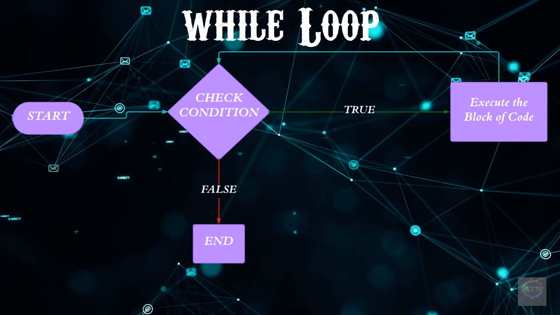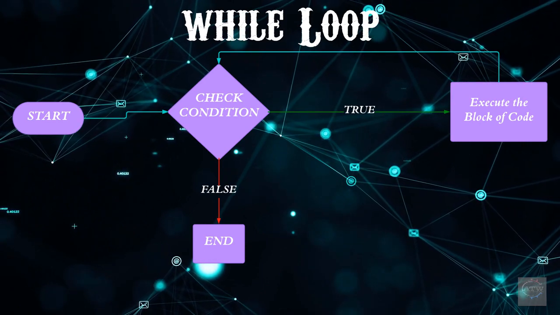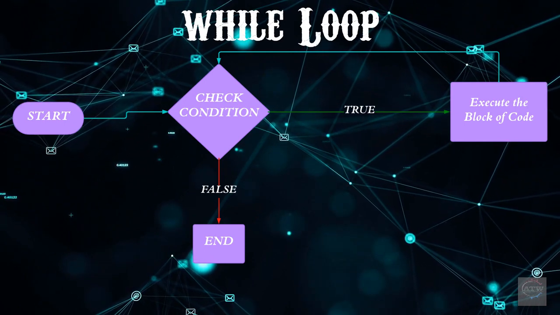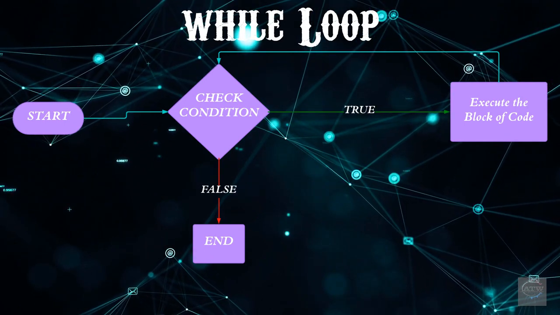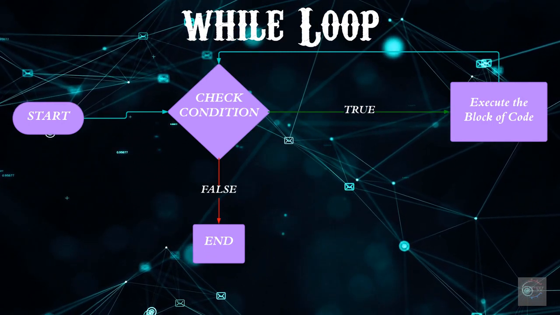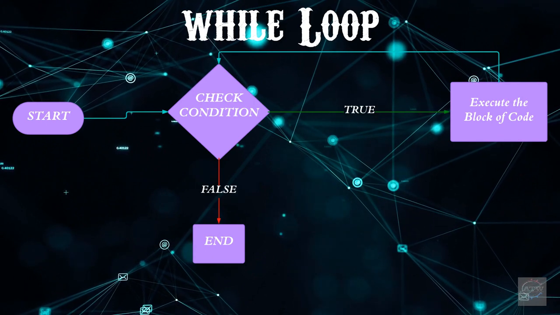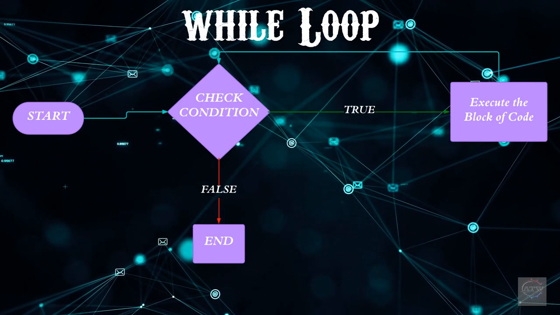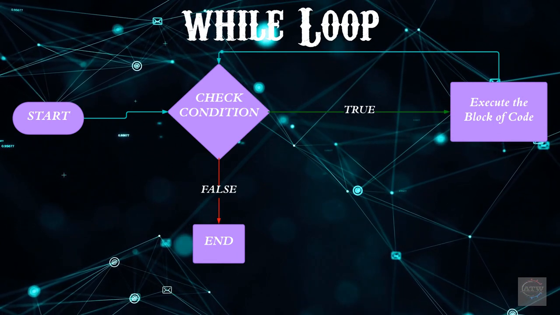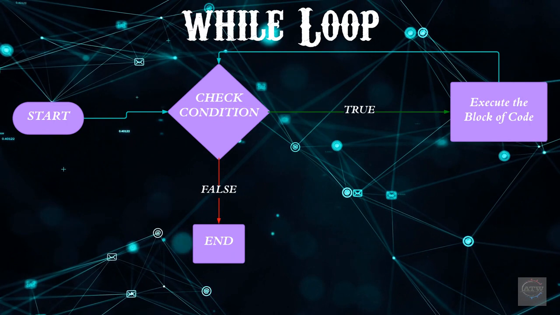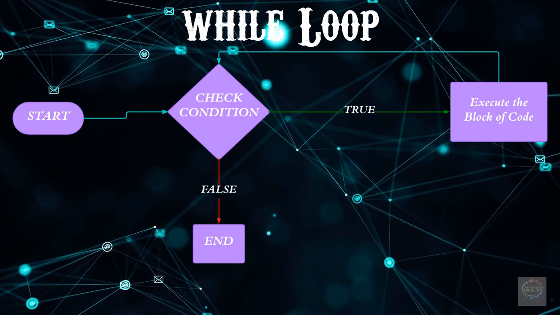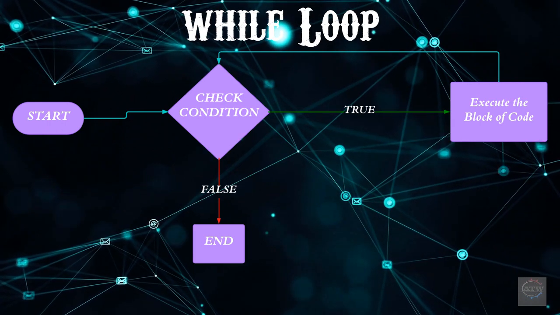The initialization of i equal to 5 will be outside the while loop. Now we are checking i less than or equal to 15 as the check condition: while i less than or equal to 15. Then execute the block of code. Here I need to explicitly mention the increment, i plus plus. So this while loop will keep running until i becomes 16, and once it becomes 16, it will exit the loop. That means start, check condition, true, execute the block of code, false, exit the loop.